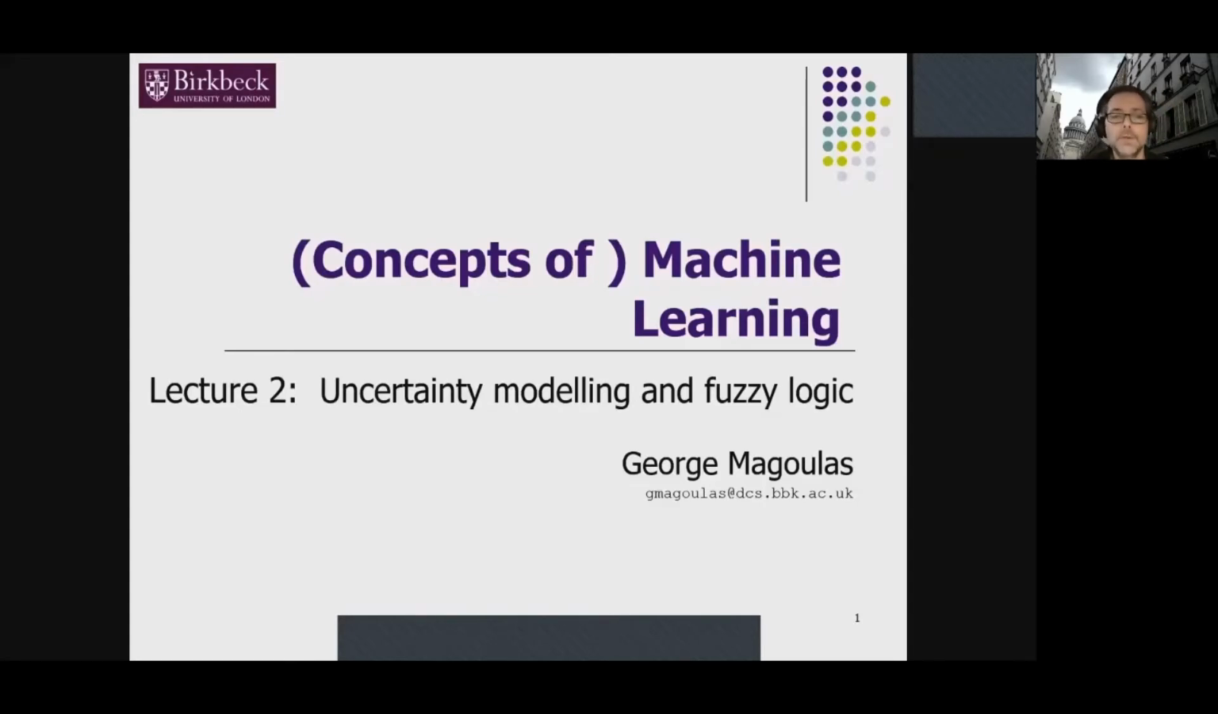So we are moving into the second week of the module, and the topic today is about uncertainty and the methods that we use to deal with it when we design intelligent systems. I will give an overview of a couple of techniques which are traditionally used to deal with uncertainty, and then I will focus more on fuzzy logic, which is the main method covered in this module.